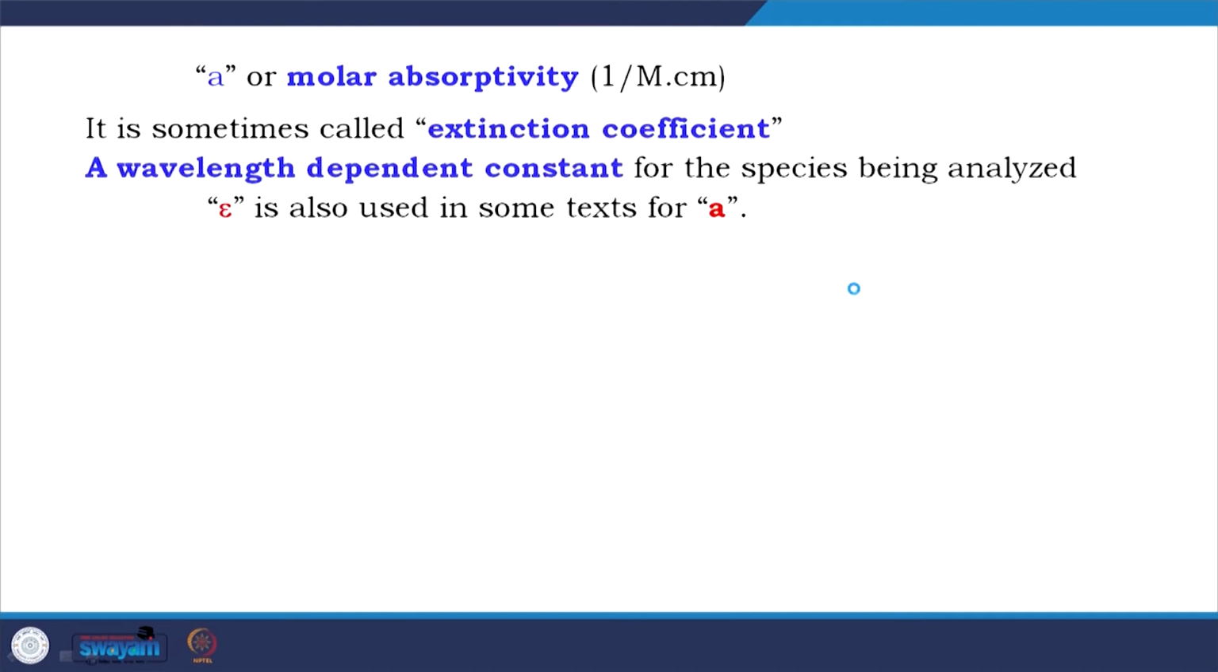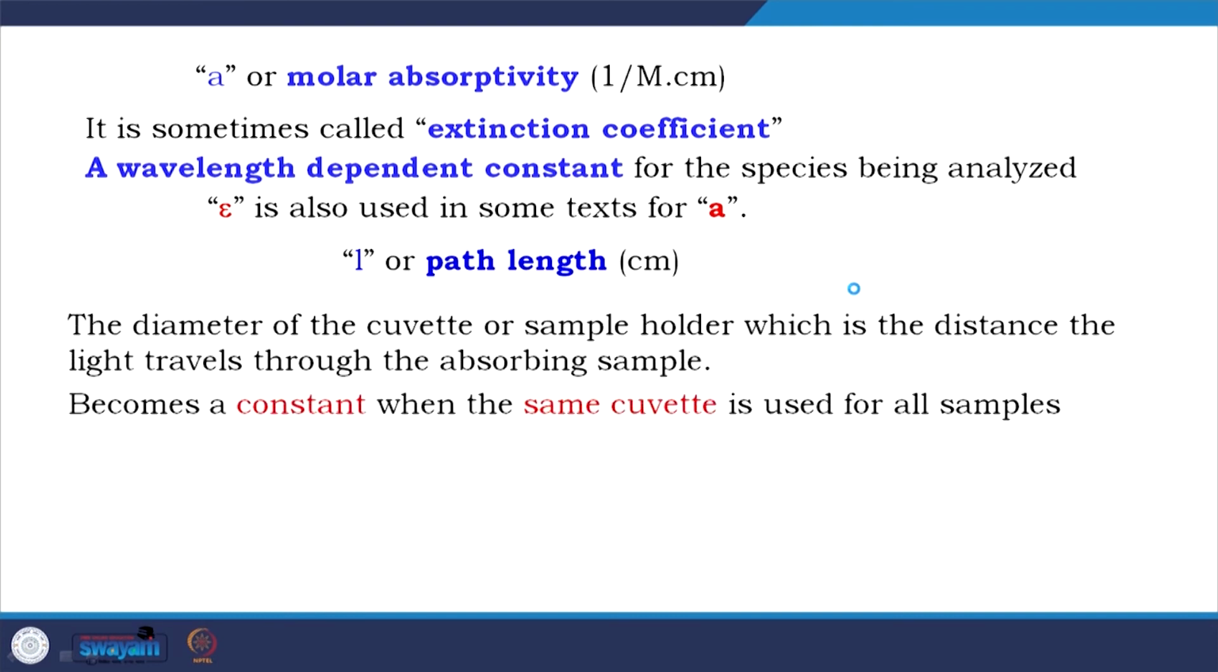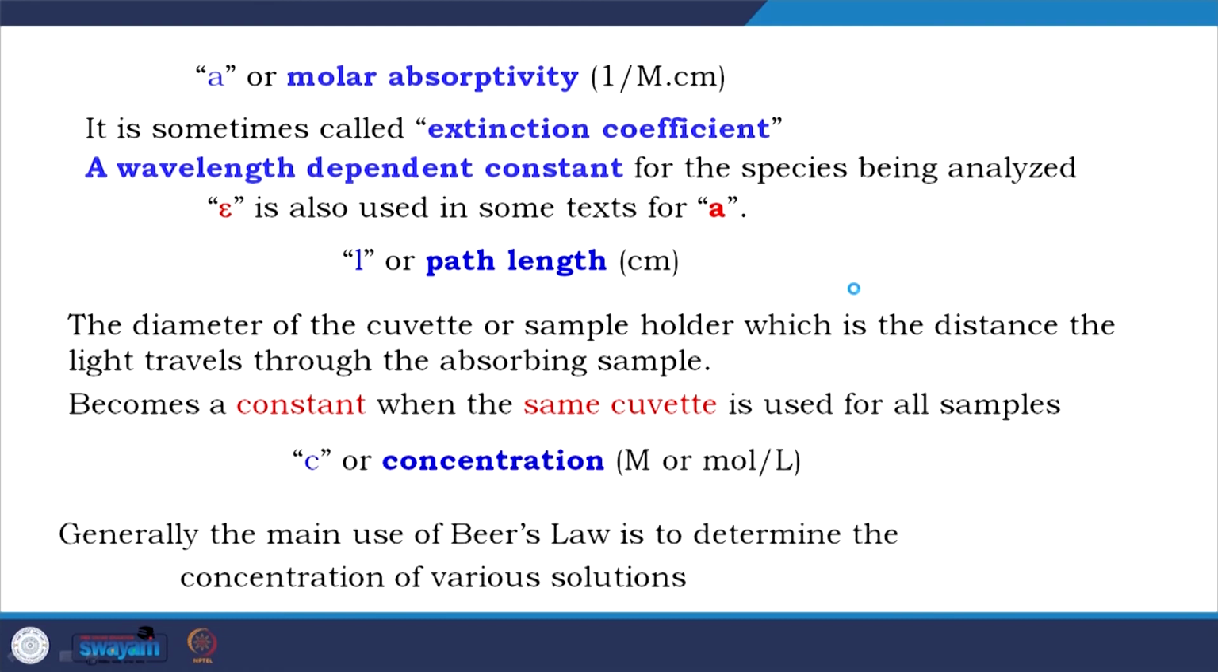It is sometimes called the extinction coefficient, a wavelength dependent constant for the species being analyzed, epsilon. L is the path length in centimeter, the diameter of the cuvette or sample holder, which is the distance the light travels through the absorbing sample, and becomes a constant when the same cuvette is used for samples. C is the concentration. Generally, the main use of Beer's law is to determine the concentration of various solutions. How? As we know, A equals epsilon C L.